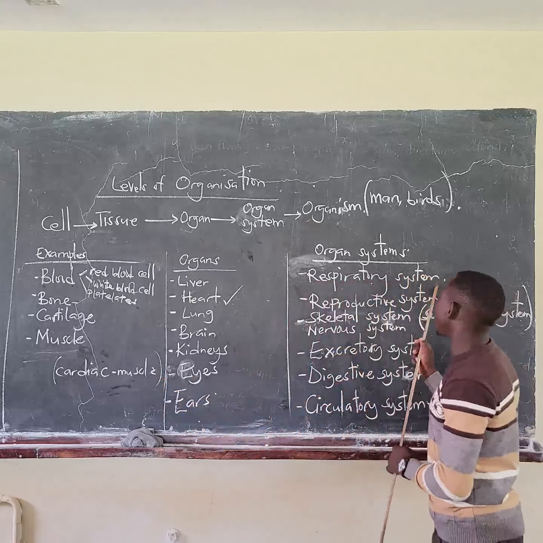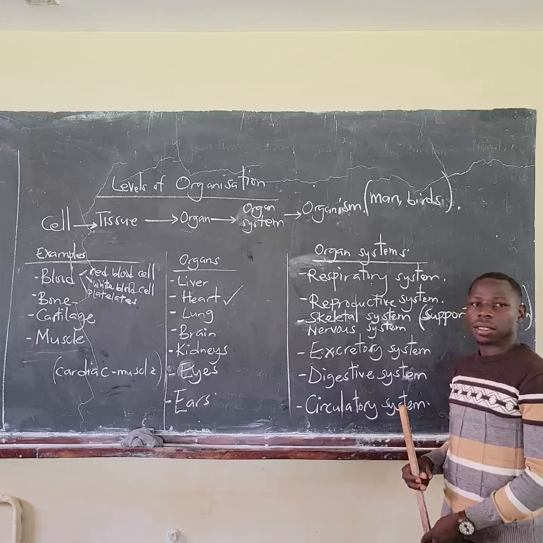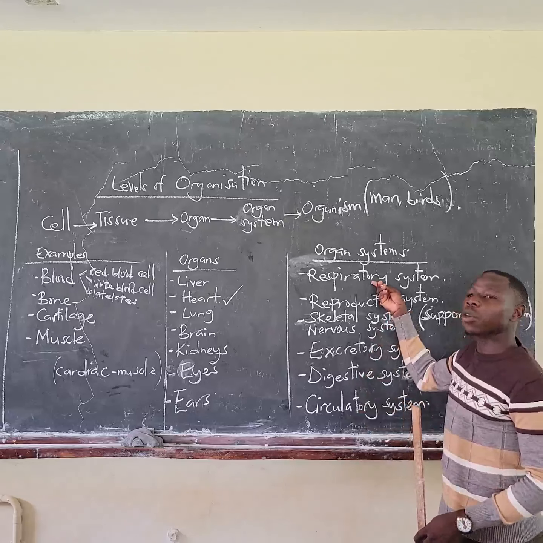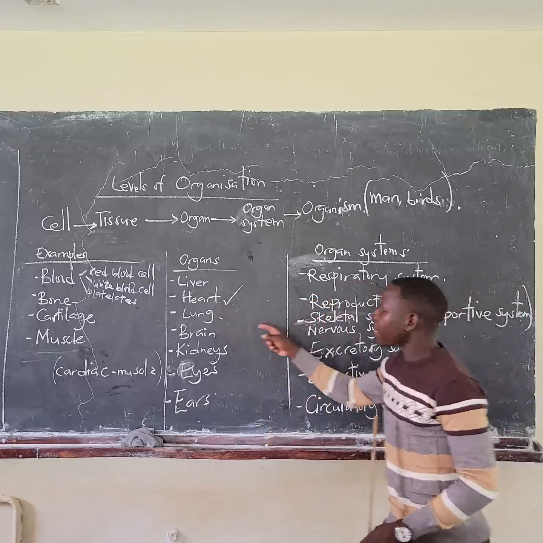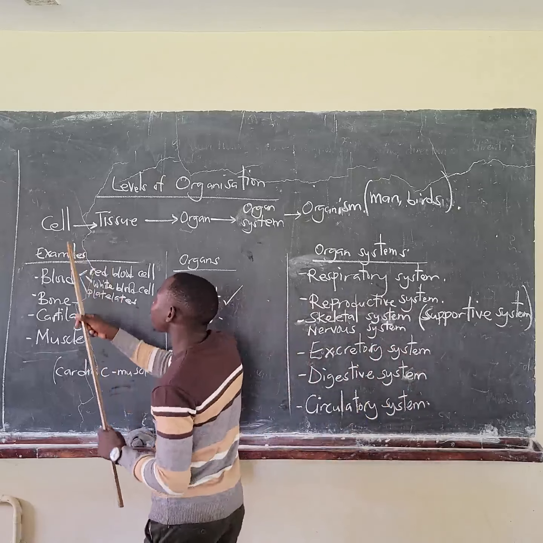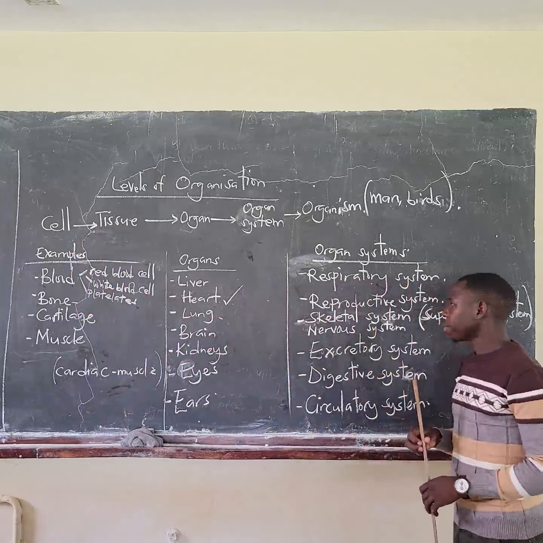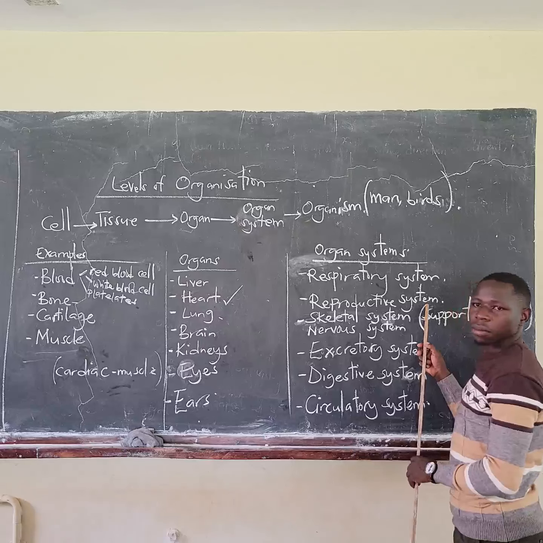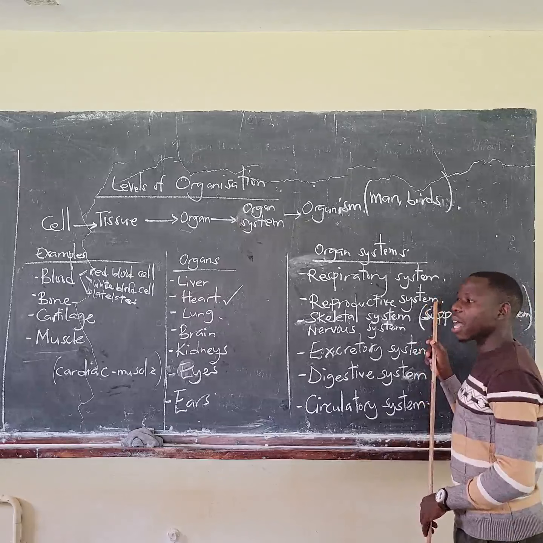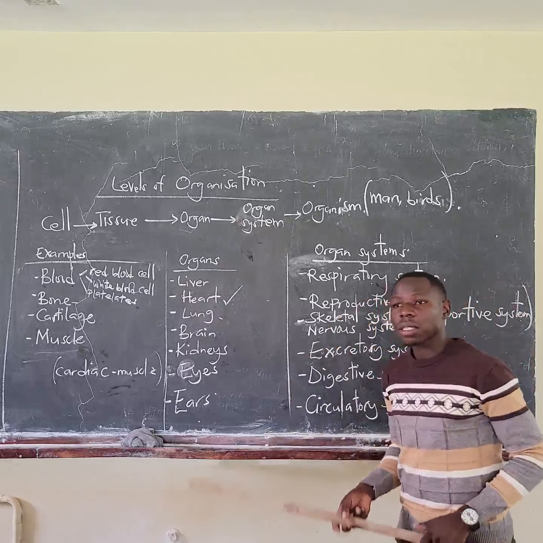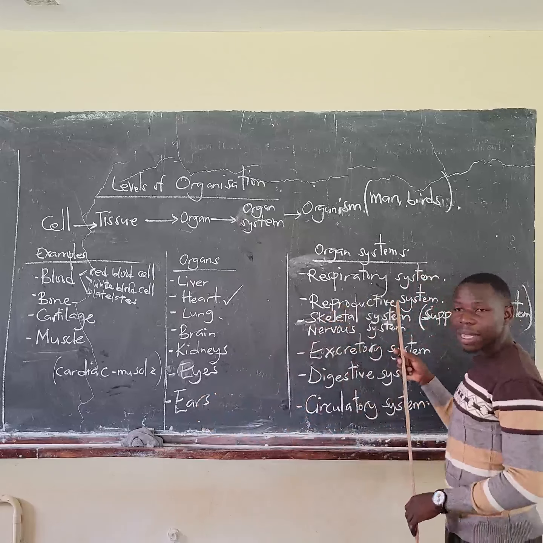For example, the respiratory system. This one is responsible for gaseous exchange. And which organs form up the respiratory system? Of course, the lungs are there. And remember, we have said the lungs are formed from cells, and the cells form a tissue, and the tissue forms the lungs. Now, we also have the reproductive system. It consists of organs, and these organs are formed from cells. So, cells form tissues, the tissues form the organ, and the organ now forms the system.